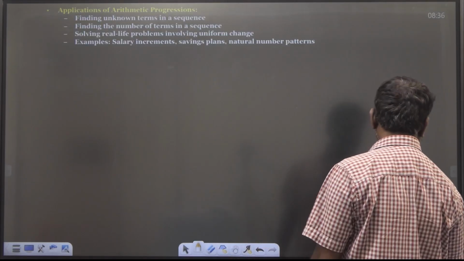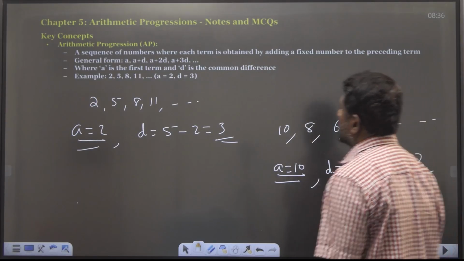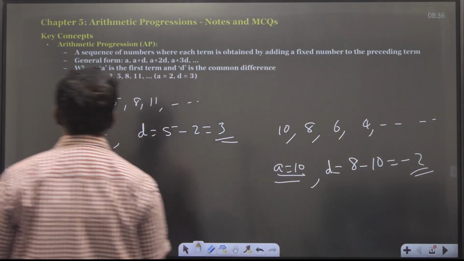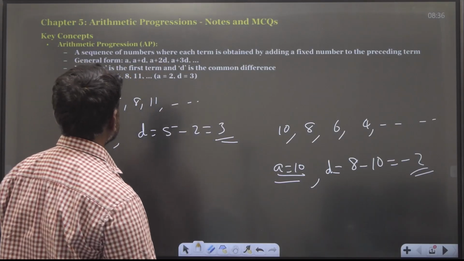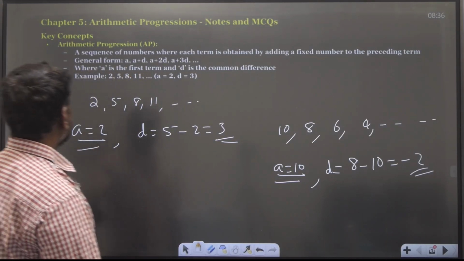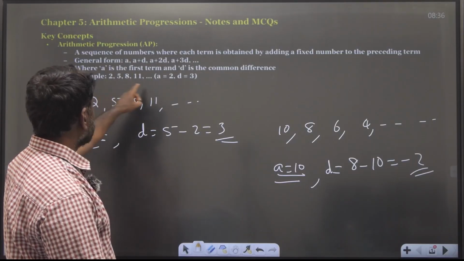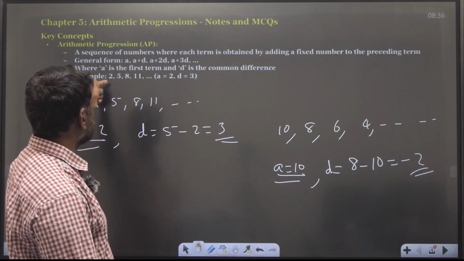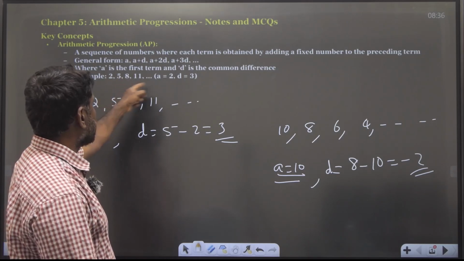Once again, the arithmetic progression general form is a, a plus d, a plus 2d, etc. a is the first term, d is the common difference. For example, 2, 5, 8, 11, etc. Here the first term is 2, and the common difference is 5 minus 2, or 8 minus 5, or 11 minus 8, all are 3.